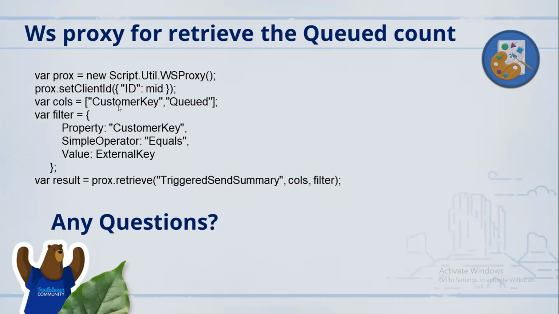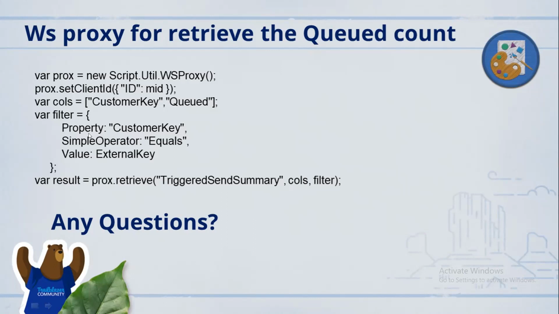Presently I am retrieving only the customer key along with the QID. We have an option to retrieve the total number sent, and there are a few other columns we can leverage, like sent, open, click, not sent, and some other information, if needed. In this scenario, I have written the filter criteria to retrieve only the particular external key.